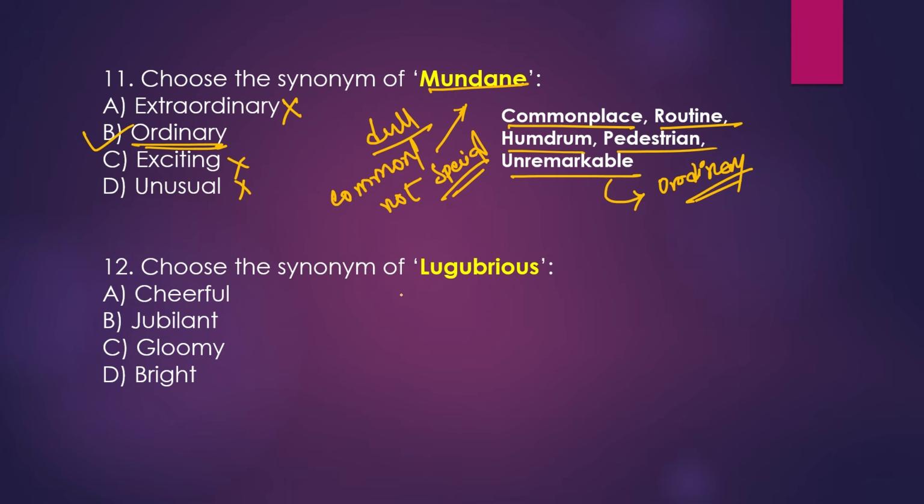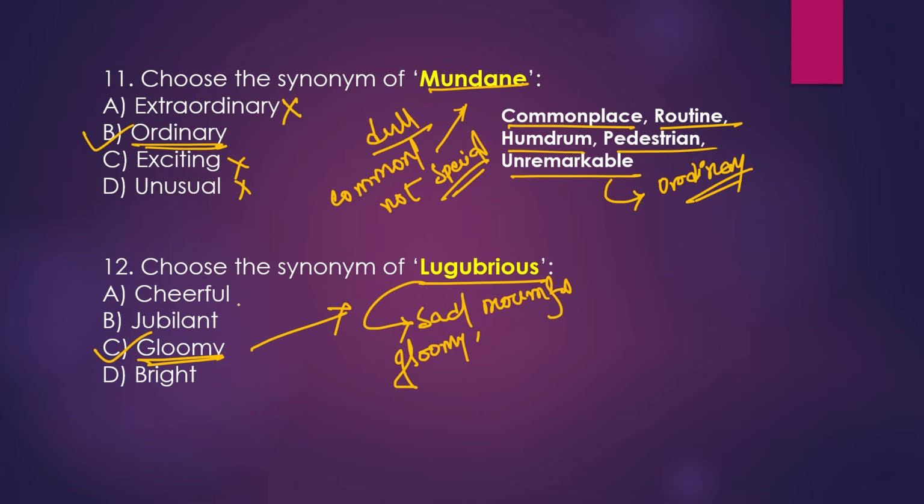Okay, next, choose the synonym of the word lugubrious. So the word lugubrious means sad, mournful, gloomy. So look at the options. Option C, gloomy, is the correct synonym of the word lugubrious. Now cheerful, jubilant and bright, these all are the antonymous words.